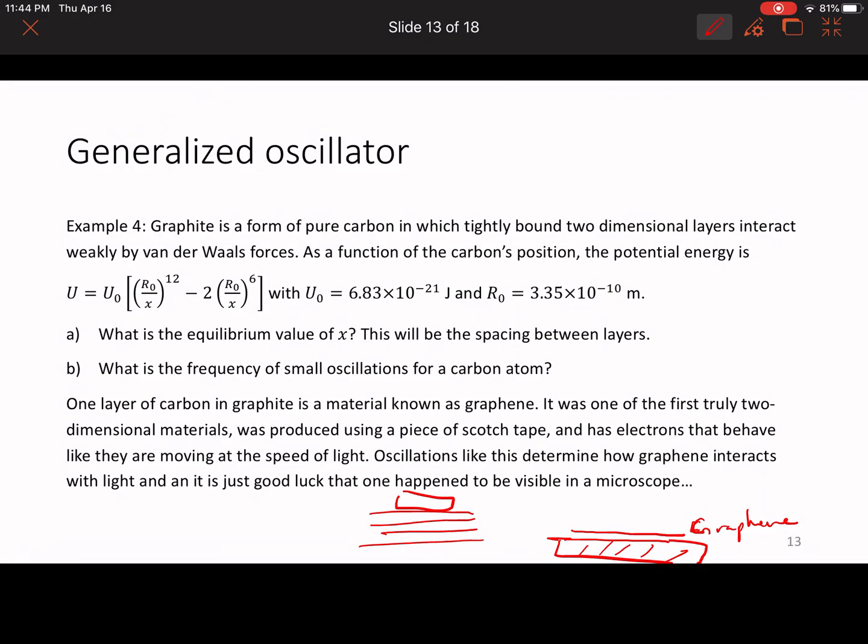And a couple of years after this was discovered, it's one of the quickest turnaround times between doing something, peeling up a piece of pencil lead with Scotch tape, and getting a Nobel Prize. So this was a Nobel Prize in, I think, 2013. Could be wrong about that. So the really cool thing is that they could actually identify this. The way this was found is they were actually able to see graphene in a microscope.